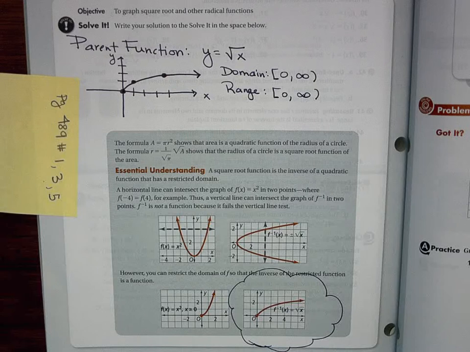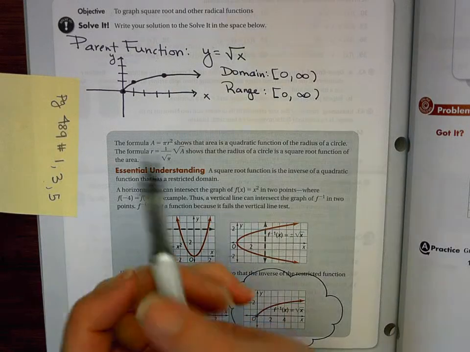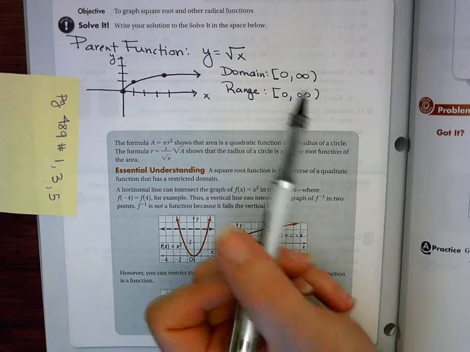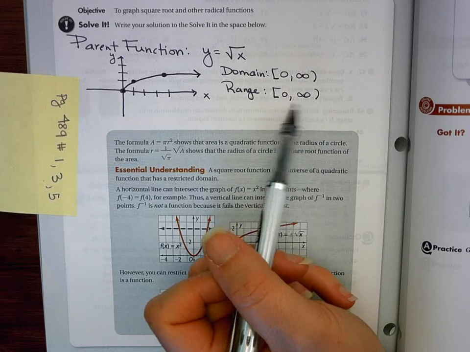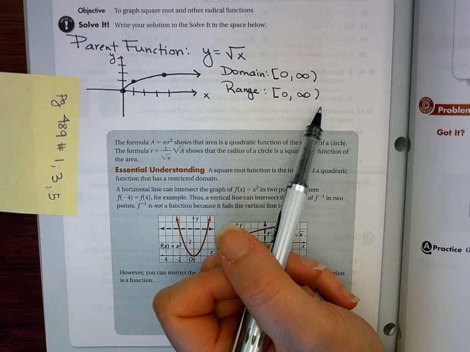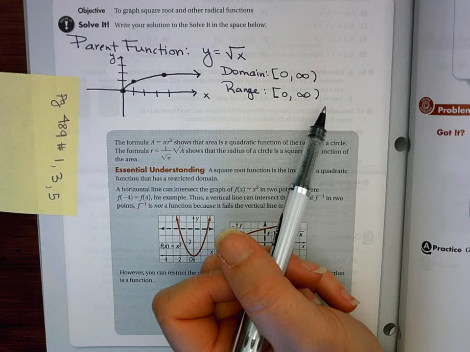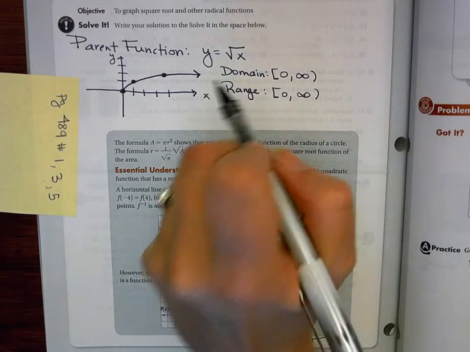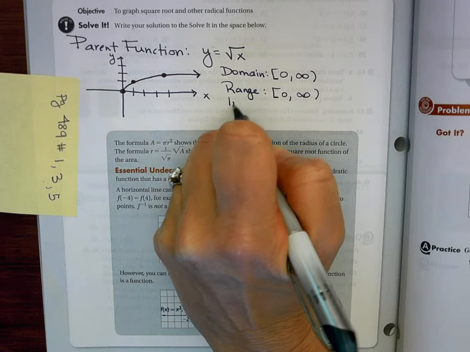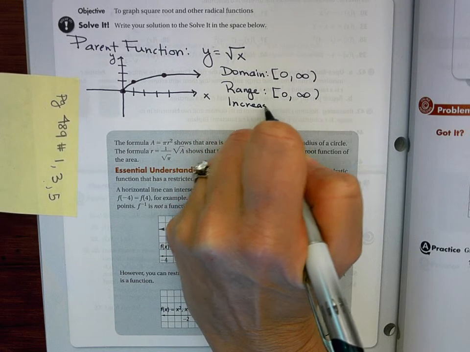So one of the things that we need to make sure we're always paying attention to on our square root graphs is there should always be one of these be infinity. Okay, so we need to remember that. They're always growing forever in one of those directions. Okay, so there's our domain and range. The other thing we're going to have to remember is increasing and decreasing.